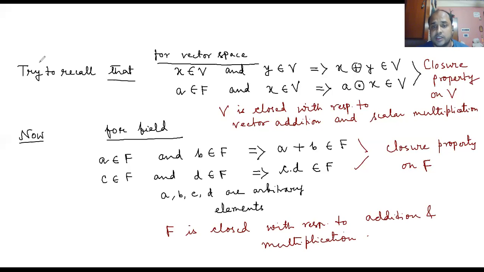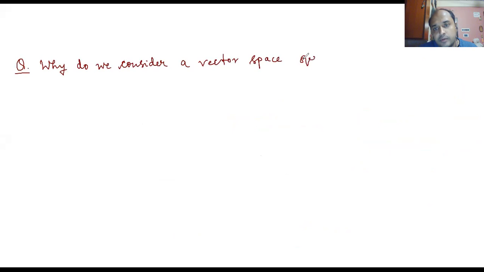Now, the student asks, why do we write vector space with respect to a field? It's a very good question. So let me give this answer. The question is, why do we consider a vector space over the field? Okay, I'm giving the answer with respect to an example.